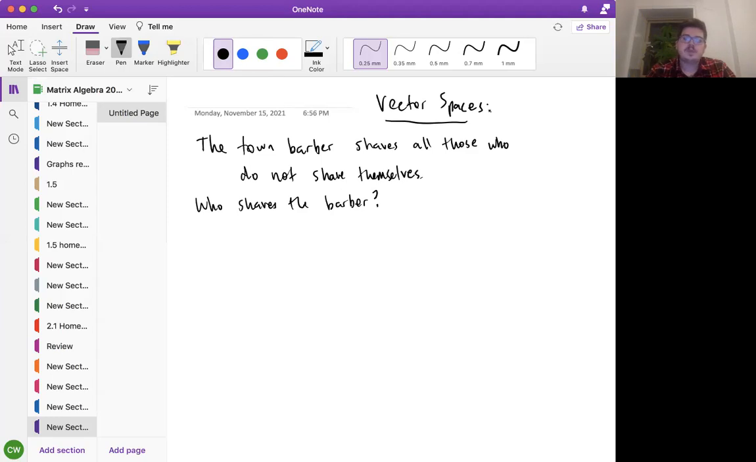To start, I want to talk about set theory first, because when we talk about vector spaces, we will be talking about sets. So I want to give a brief overview of set theory. I feel like whenever you talk about set theory, you should always talk about Russell's paradox, which is this.